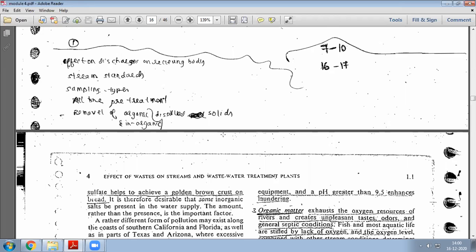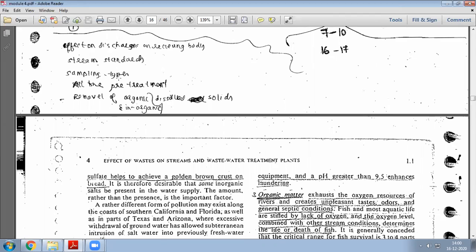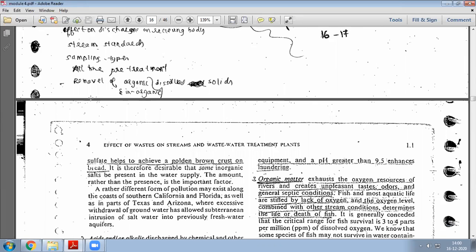Then you have sampling types. Sampling types you have learned in the water treatment: grab sampling, composite sampling, integrated sampling. Those things I think you know. Here also they have given them in this PDF. You can refer to that for sampling types. And this is also there in your syllabus: removal of organic, dissolved solids and inorganic. So this is your fourth module.